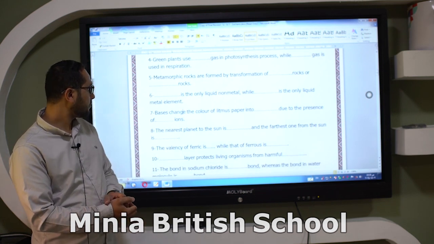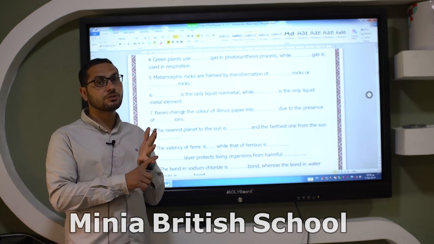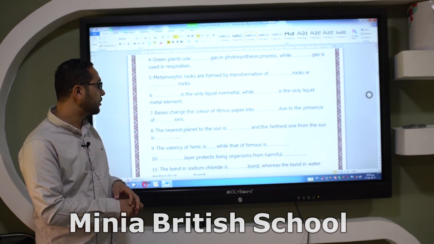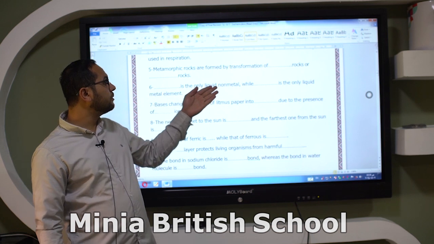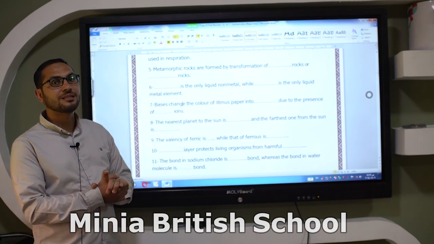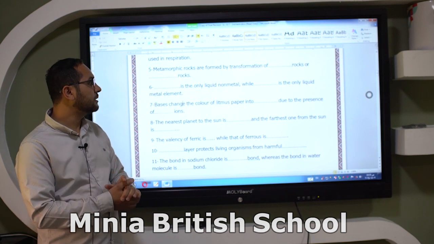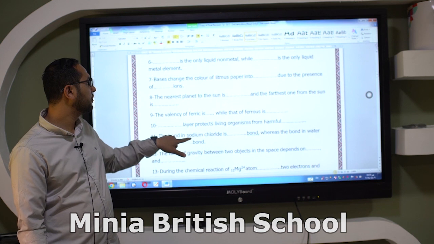Metamorphic rocks are formed by transformation of igneous rocks and sedimentary rocks. Number 6, the only liquid non-metal. This is bromine. Bromine is the only liquid non-metal, while mercury is the only liquid metal.